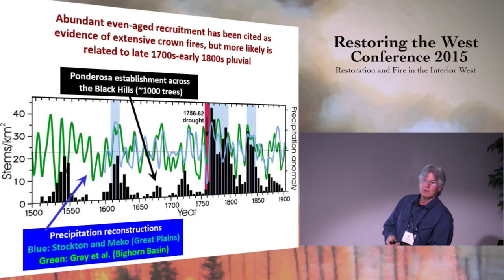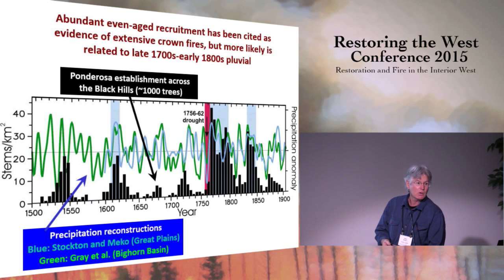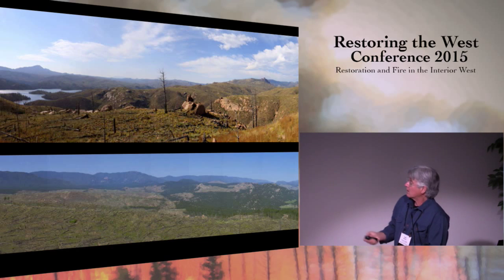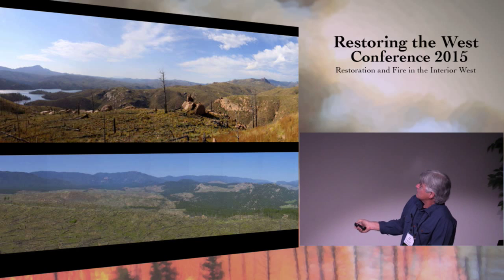One thing too, there was a paper by Shinneman and Baker back in 1997 that argued for huge crown fires in the Black Hills because of even age forest structure. Well, when you look at this, about 1,000 trees I've sampled across the Black Hills, very cohorty structure, but a lot of trees relate to precipitation events, to wet events. So climate driving regeneration dynamics. And I'd just like to point out too, these are a couple of pictures of the Hayman fire that burned in 2002, the Buffalo Creek fire on the Front Range in 1996.